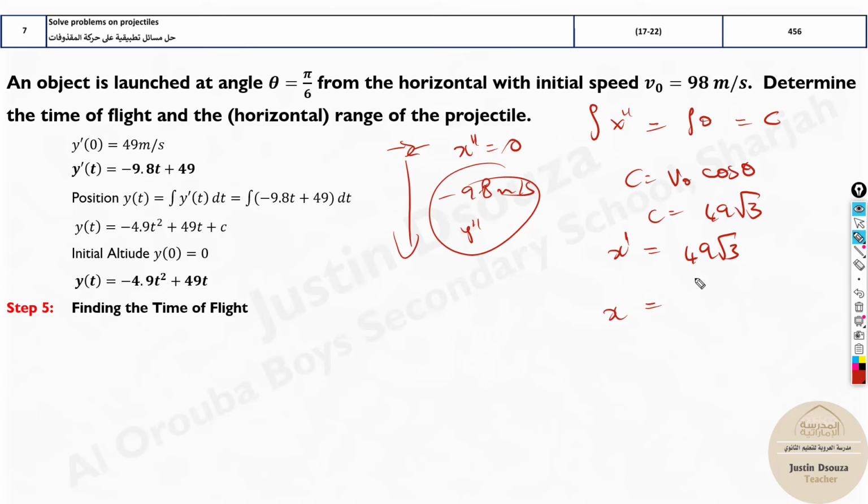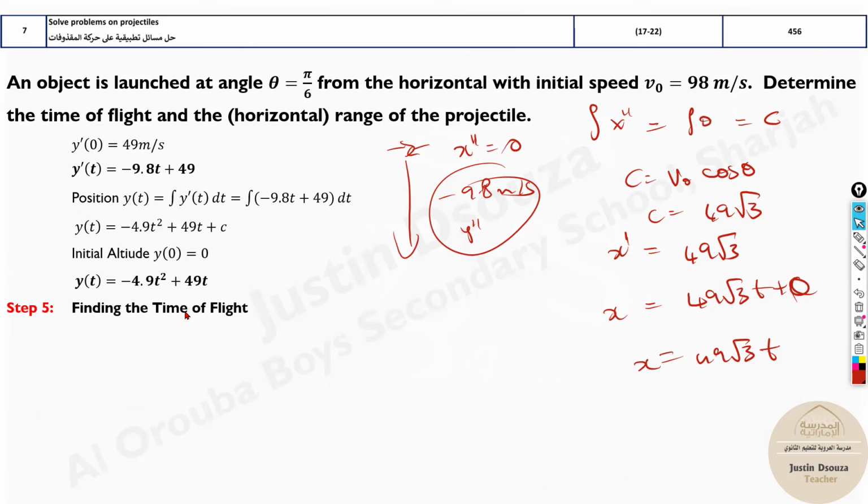How do you find it? Integrate this again, it will be 49 root 3 times t plus c. Do we have anything regarding the horizontal position? No, so we just take this as 0, okay? So 49 root 3 t will be x. That is the horizontal position equation.